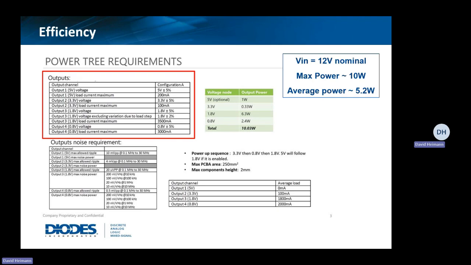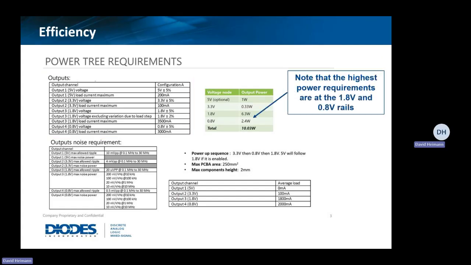Okay, so again, this is a pretty basic power tree. It's a VIN of 12 volts, max power approximately 10 watts, average power about 5.2 watts. But this is actually for an automotive application, hence the 12-volt VIN nominal. But this could be for any industrial, commercial, medical type application as well. So this is just in general how we would look at a power tree.